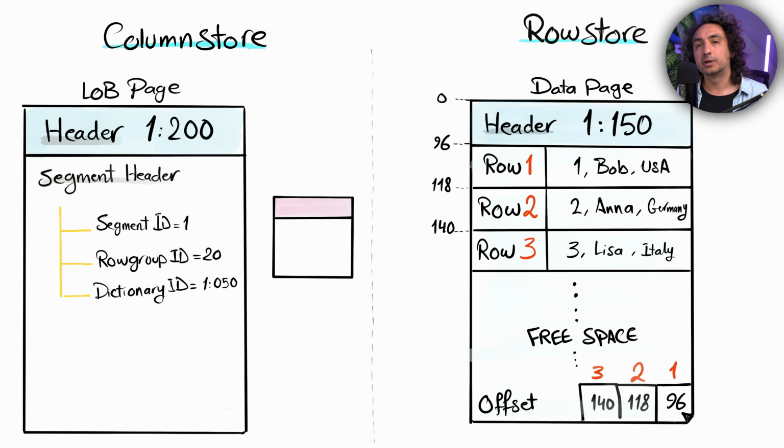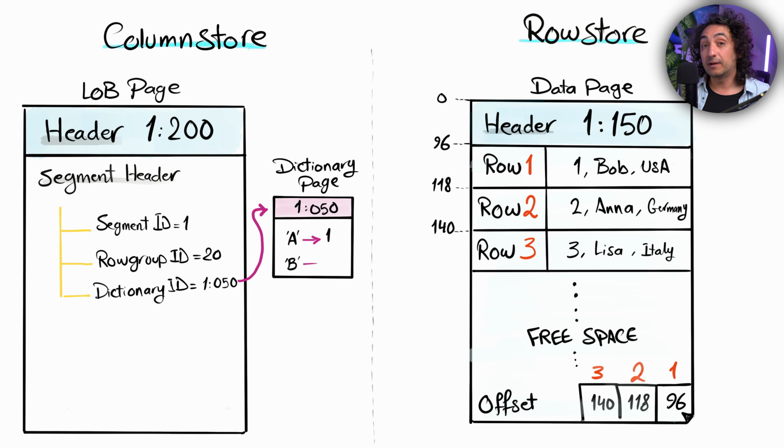The dictionary page is also a type of page in SQL. It also has a header, but inside it we have a mapping. It maps the original value, the long one, for example inactive, to a smaller version of this value, for example 1. And that's all for the dictionary page. It has the mapping between the original values and the smaller values.